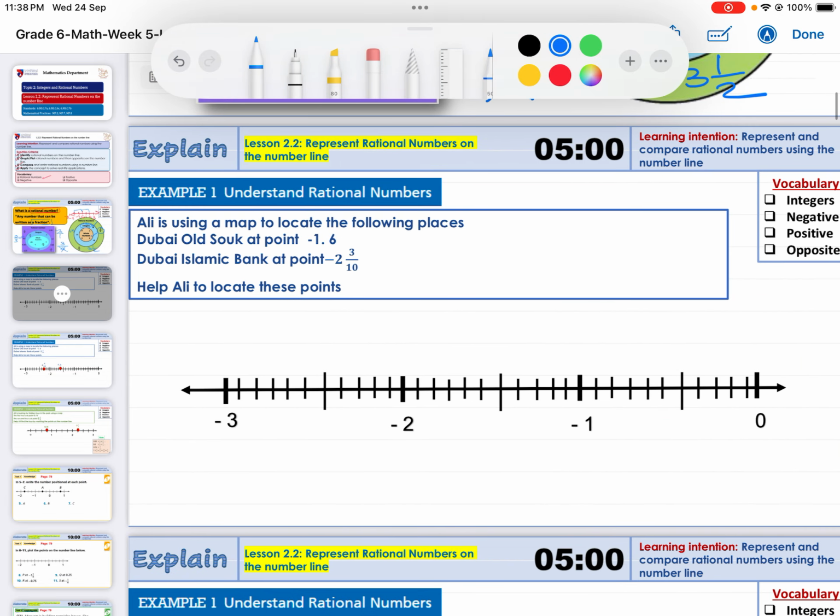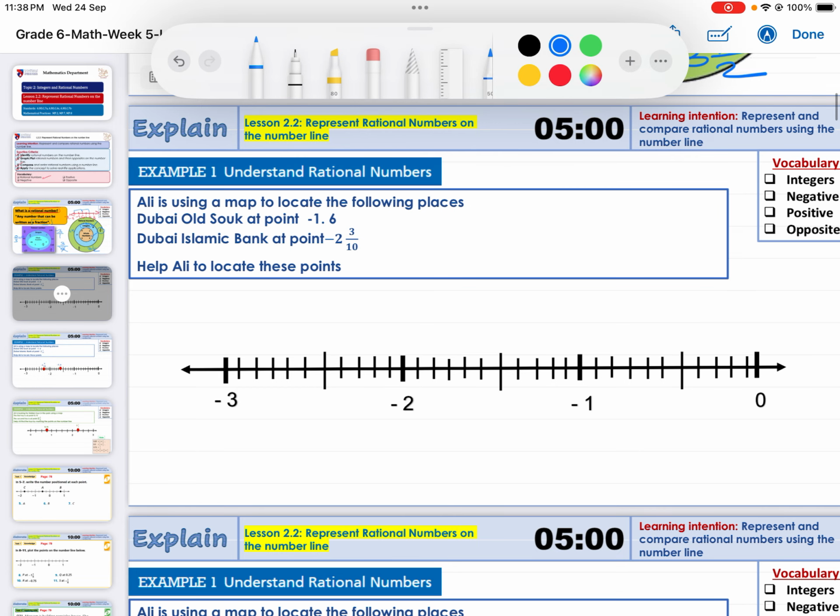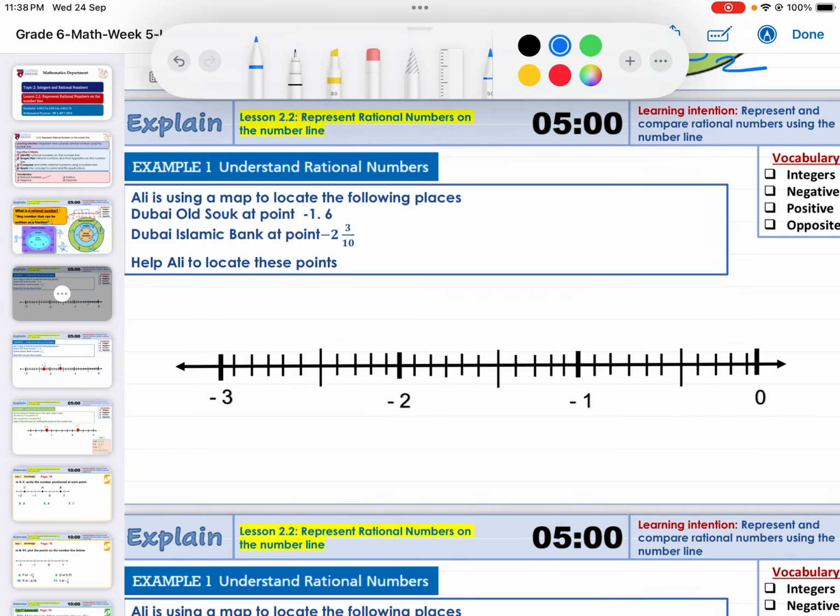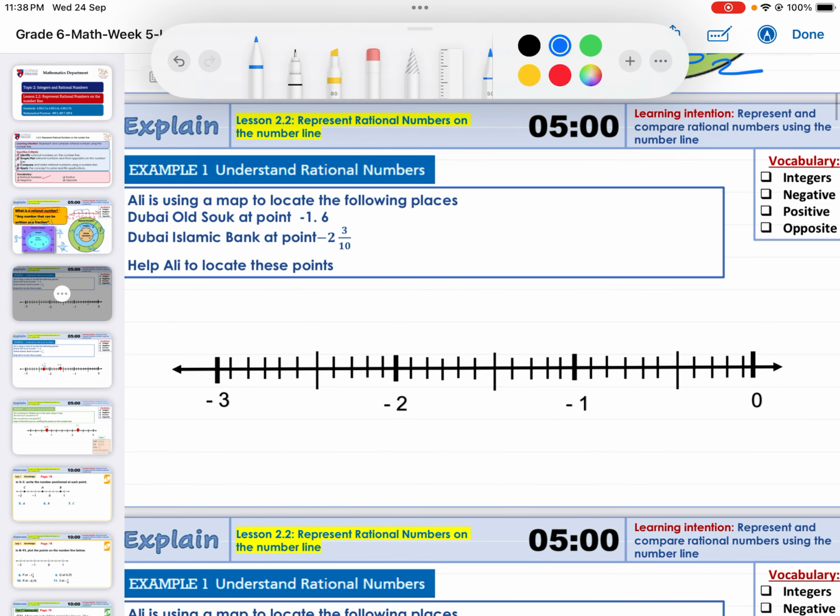Okay, guys? So let's start with today's topic. The first idea is that you are going to graph. I have this number and I have this number. The first one is a decimal. The second one is a mixed number. We need to plot them on the number line that you see down below.